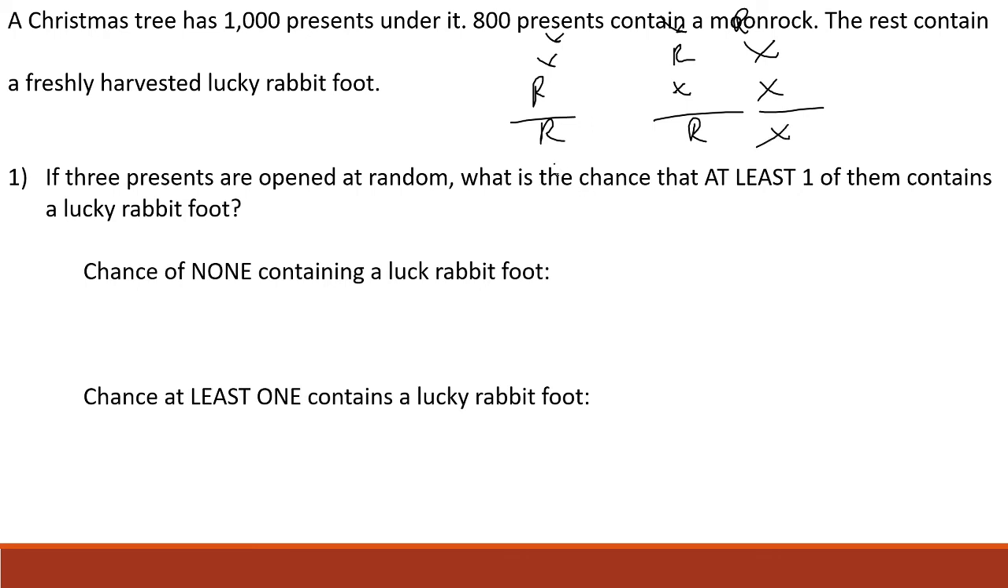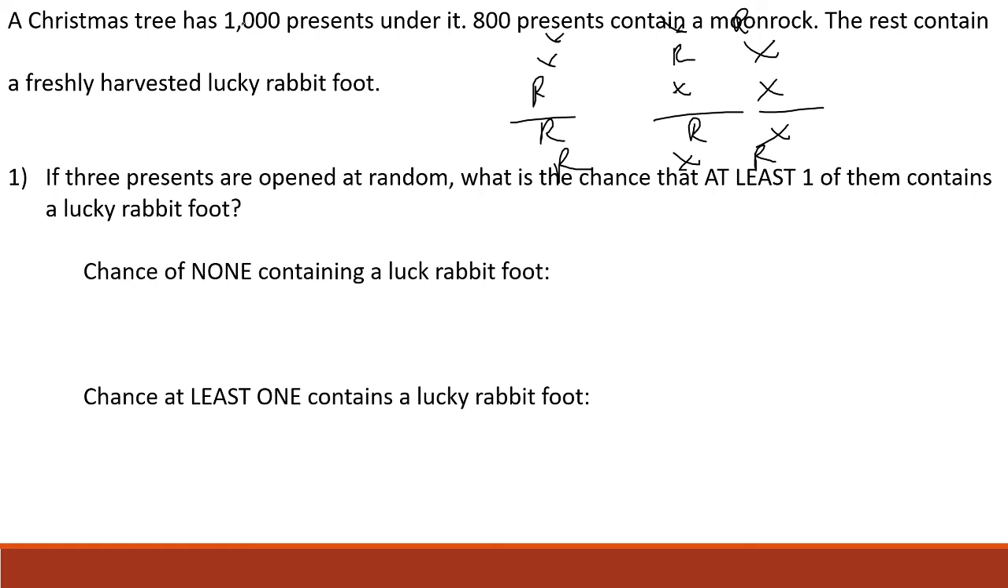Or I can have R, X, and then R here. So there's a few different ways this can happen. There's so many different ways that this could happen that trying to figure it out directly is difficult. However, there's only one way it cannot happen, right? If I want at least 1, that means the only way that does not happen is if I have 0. Because 0 is the only case where I don't have at least 1. So I'm going to figure out, okay, what's the chance of me having no rabbit feet picked?